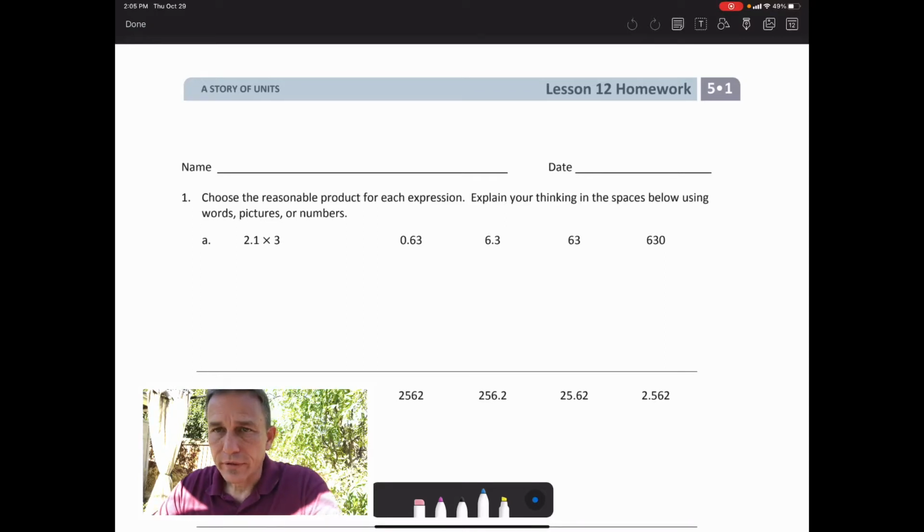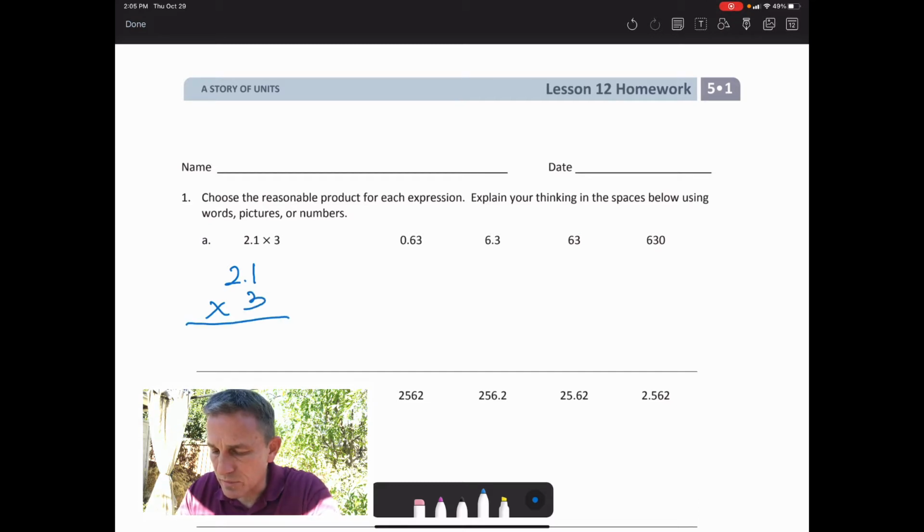All right, we're going to take a look at the lesson 12 homework. And for number 1, first thing we're going to do is multiply. I'm just going to use two different methods to multiply today: the traditional method and the area model method. So for the first one, I'll do the traditional method. And let's just put 2 1/10 times 3.